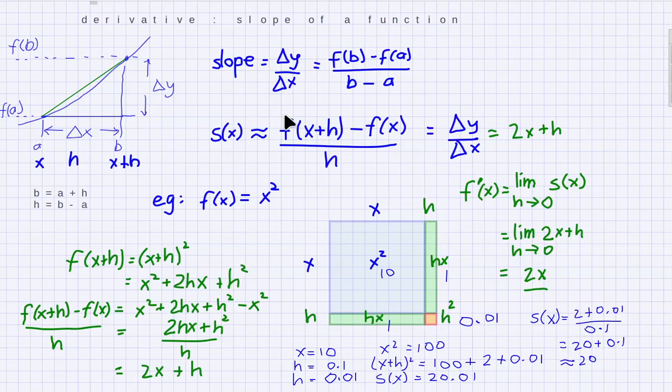So we can see we can make this triangle as small as possible, and we're going to end up with 2x. And so we know what the derivative is at any point on this parabola x squared, and it's just 2x. So when x is 10, the derivative is 20. When x is 1, the derivative is 2, and so on and so forth.